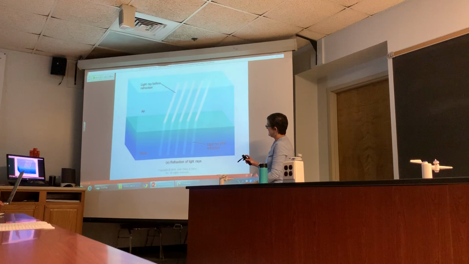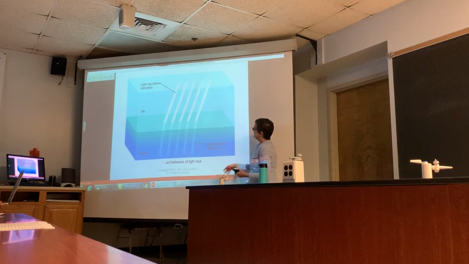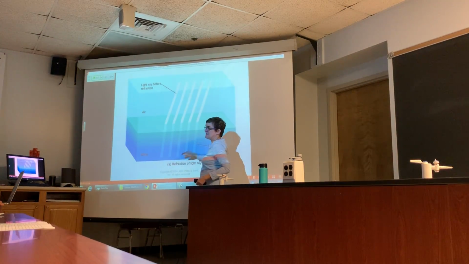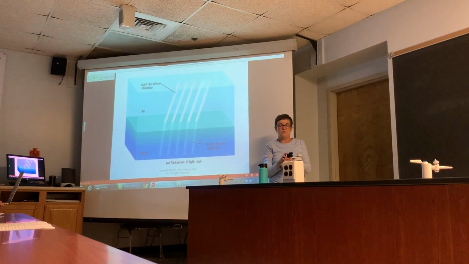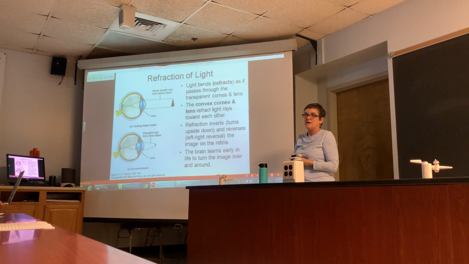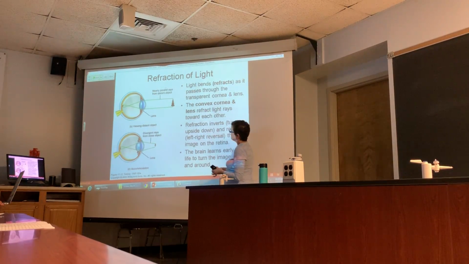Now, light bends when it passes through things like water. So here's refraction of light. Here it is in the air, and then if it hits water, it refracts. But it also does that when it passes through the cornea and lens. So the cornea and lens are like water. They bend or refract the light.